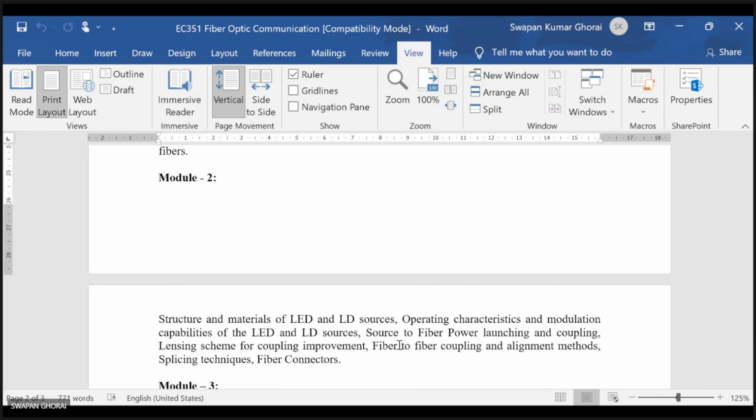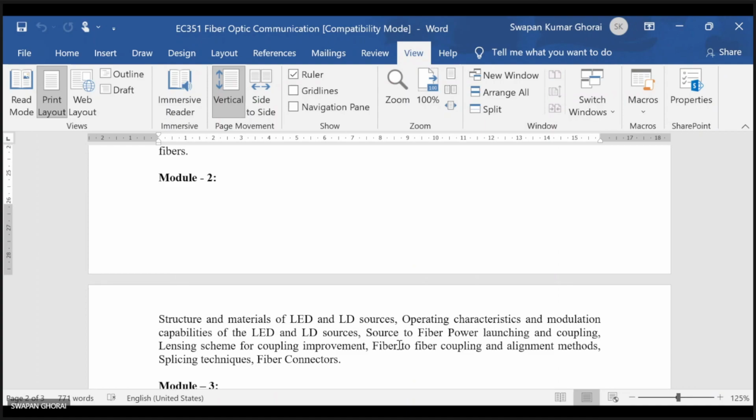Here we'll see mainly two types of sources: coherent sources and incoherent sources. Incoherent sources are like LED, light emitting diode, etc. And laser sources are the coherent sources. So we'll see the basic difference between these two sources.